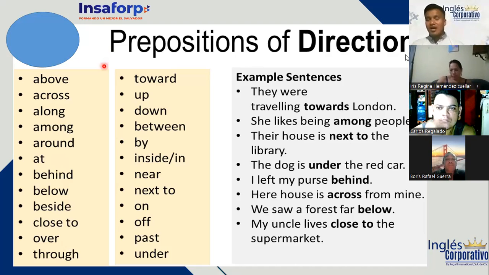As it says, the name of these prepositions is prepositions of direction. Those examples that we have here are always going to be very useful if someone asks you about a direction, a location, or if someone got lost somewhere and asks you how to get to any place. You are going to use these types of prepositions when someone asks you something like that. So do you guys have any questions so far?